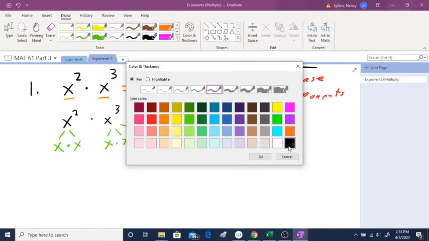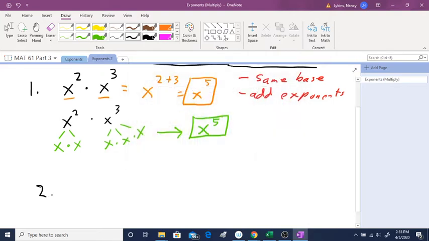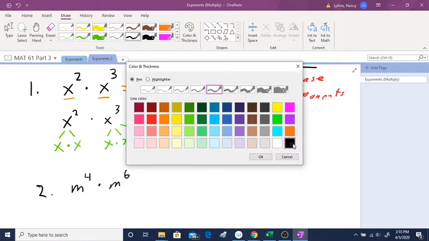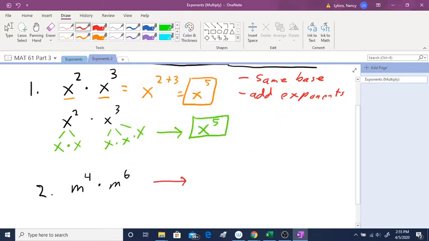Let's try another one. Let's say you have m to the fourth times m to, say, the sixth. So the first thing I do is I look at the bases. The bases are the same. So what I'm going to do is I'm going to carry the m, which is my base, and I'm going to add the exponents to get m to the 10th.